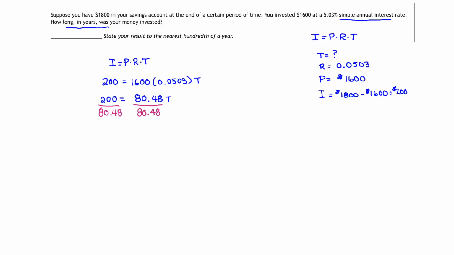And that tells us that t is approximately 200 divided by 80.48, or 2.485089 years. Rounding our result to the nearest hundredth of a year gives us that t is approximately 2.49 years. That's it.